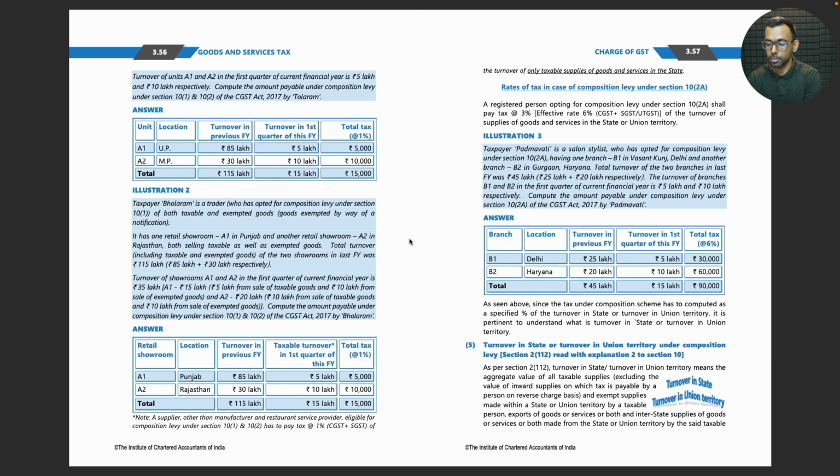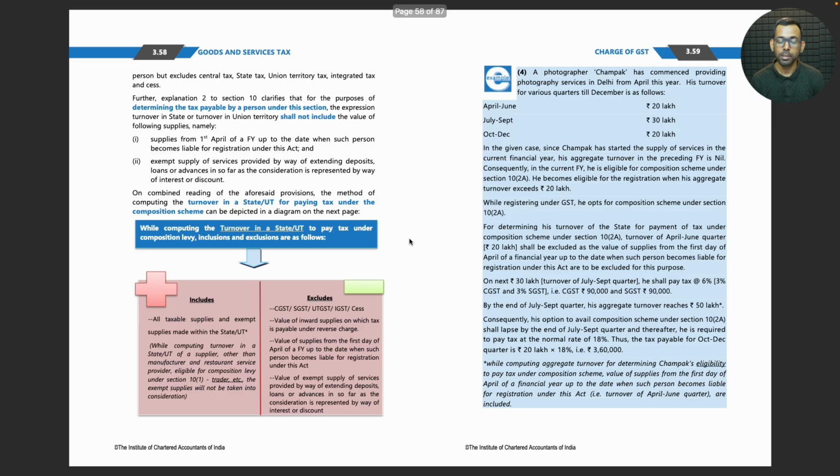on reverse charge basis, and exempt supplies made within a state or union territory by a taxable person, exports of goods or services or both, and interstate supplies of goods or services or both made from the state or union territory by the said taxable person, but excludes central tax, state tax, union territory tax, integrated tax, and cess.